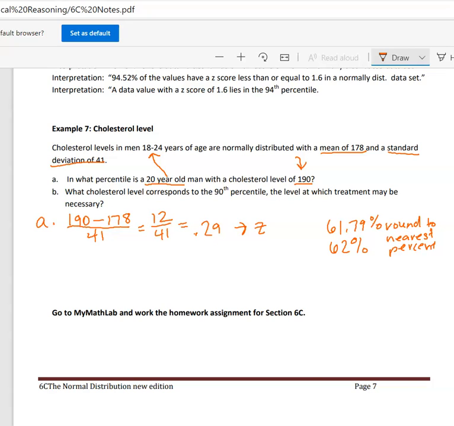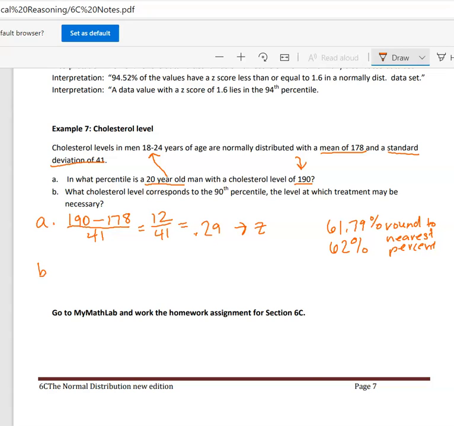What that means is basically 62% of the men between 18 and 24 are within this person's range that has a cholesterol value of 190. So 62% of the population have a cholesterol value that is below 190, and 100 minus 62 is 38, so about 38% have a cholesterol value that is higher than his at 190.